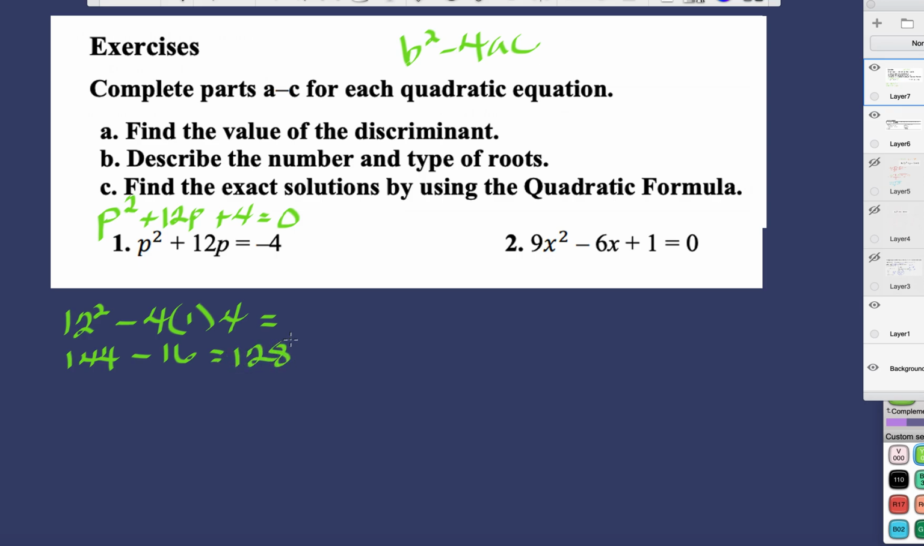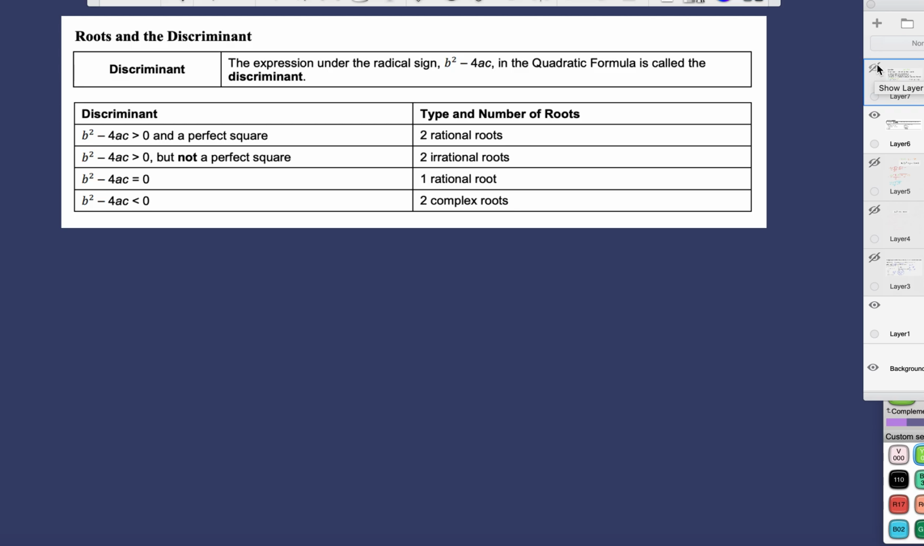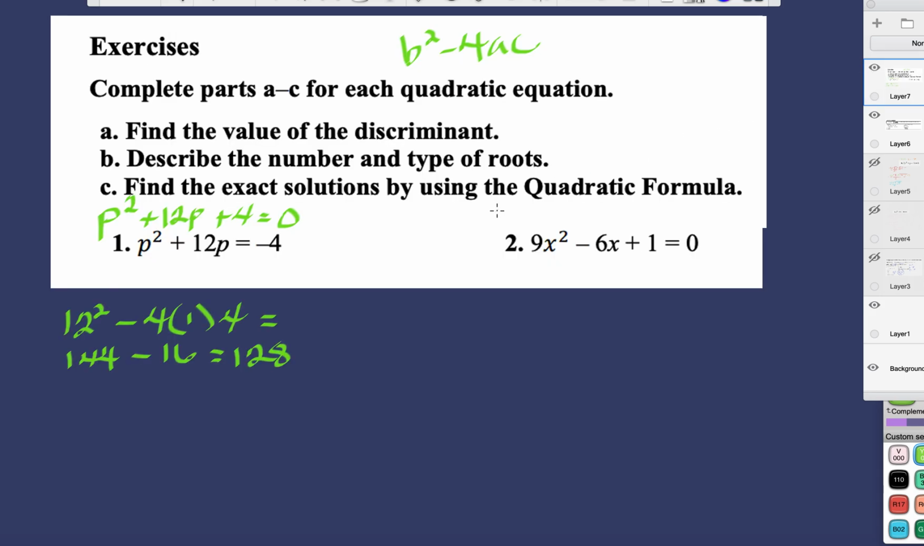Well, does that work for us? Let's find out. If that number is greater than 0, 128 is definitely greater than 0, and a perfect square. Is 128 a perfect square? No. But it is greater than 0. So it does have two roots, but they're irrational roots. It means they have non-terminating, non-repeating decimals. And that's basically the idea here. Here's our 128, and we could simplify this, I think. There might be something in there.